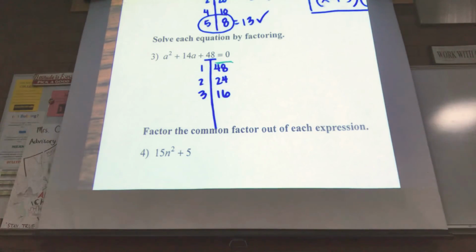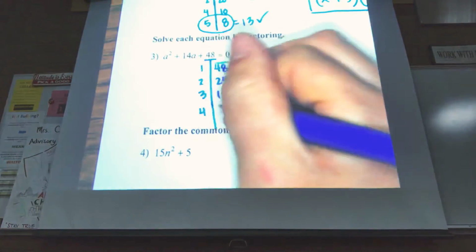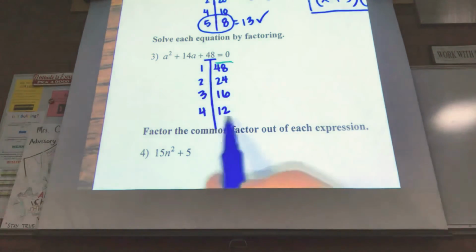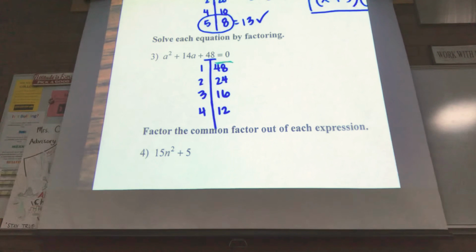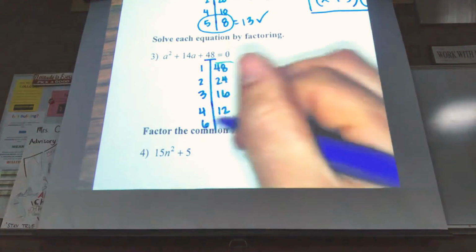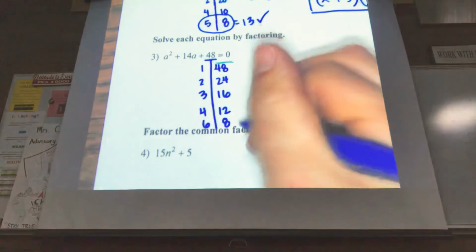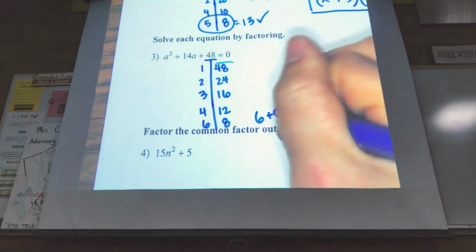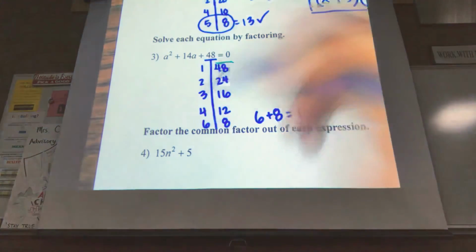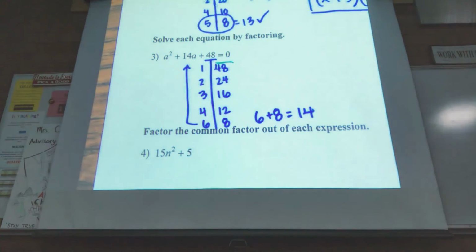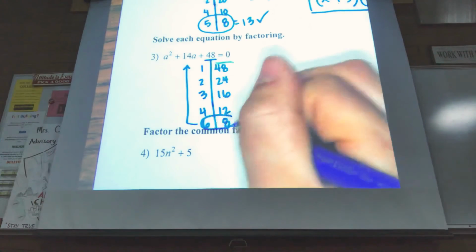48 divided by 4, or in other words, 4 times 12. That's again going to give us 16. We're almost there. 5 is not a factor. 48 divided by 6. Let's try 6. 6 times 8. And we know that these two, when added together, 6 plus 8, will give me that 14 that we were looking for in the middle. So we know that 6 and 8 were the factors that we were looking for.